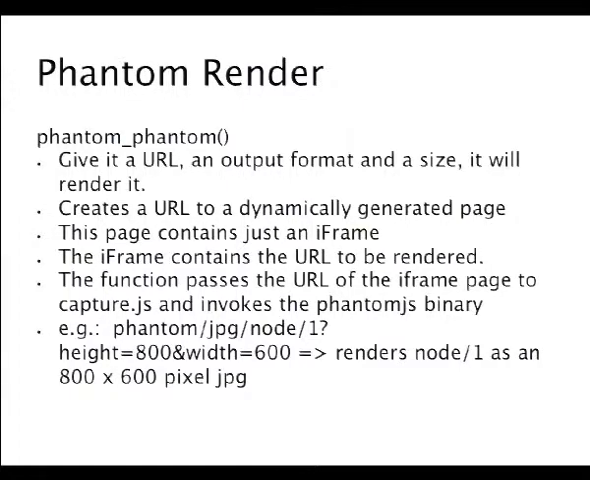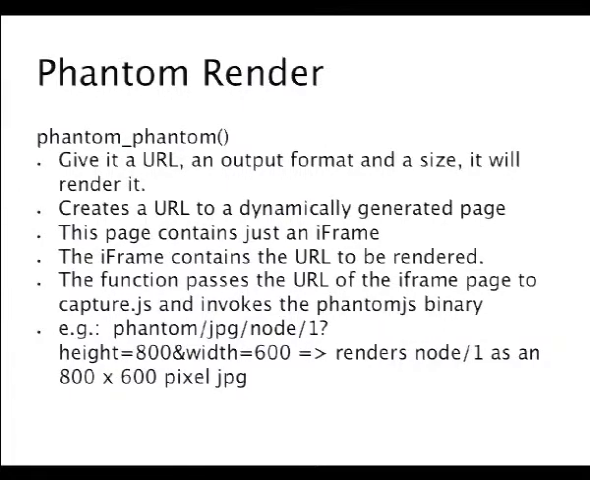So, Phantom render. Basically, you give it a URL, an output format, and a size. And the output formats right now are JPEG, PNG, and PDF. It will create a URL to a dynamically generated page, which is a menu path that this module also provides. This page contains nothing but an iframe. We use a specific Drupal HTML callback function, or delivery callback, to output only an HTML iframe and nothing more, no theme layer for this part. This iframe contains the URL to be rendered as its source and has the width and the height that you've specified. And then the URL of that iframe page is passed to capture.js.